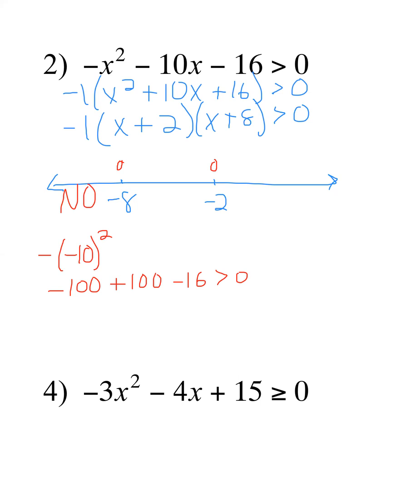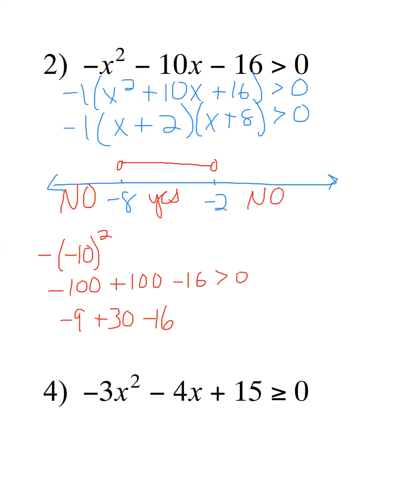Now I'll pick in between -8 and -2, so how about -3? That would get me -9 plus 30 minus 16. And is that positive? Yes, it is. So yes, in between -8 and -2 works. And then I'm going to pick any number greater than -2. So I would just plug in 0 because it's the easiest, and I get -16, which is not greater than 0. So that's a no.